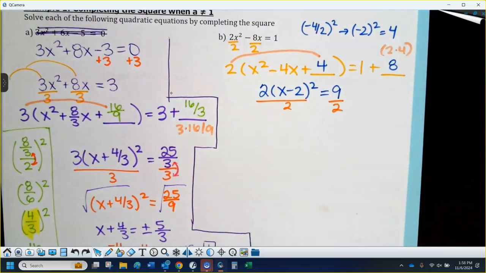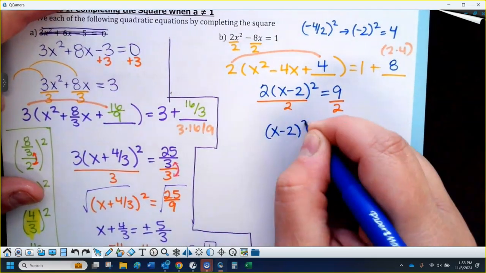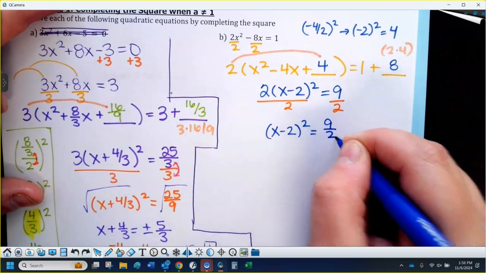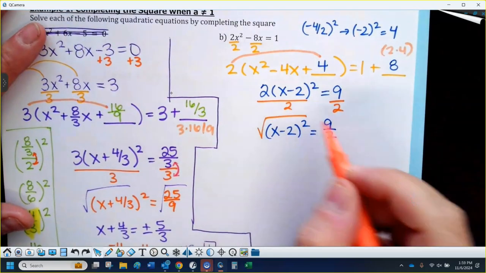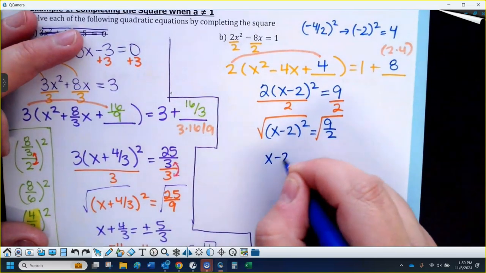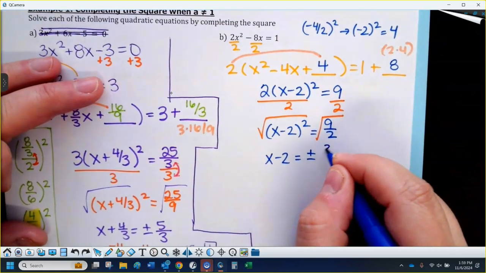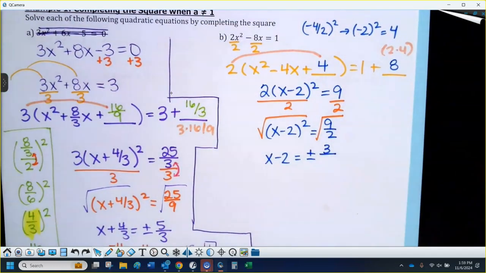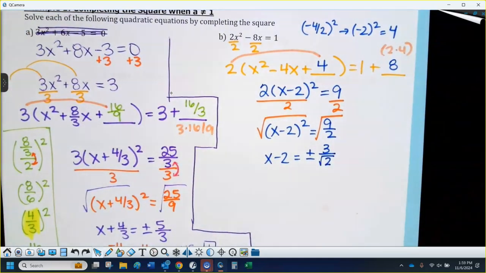So this is going to be a little bit different skill. I want to see if you remember from Algebra 1. I have x minus 2 squared equals 9 over 2. And unfortunately we don't end up with a perfect square in the denominator of that fraction. We can take the square root of the top of that fraction. So I have x minus 2 equals plus or minus, square root of 9 is 3, so I could simplify the top. And then the bottom, I can't break down the square root of 2, so it would just be square root of 2.